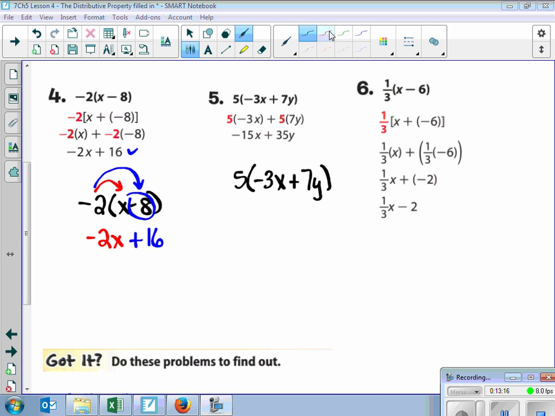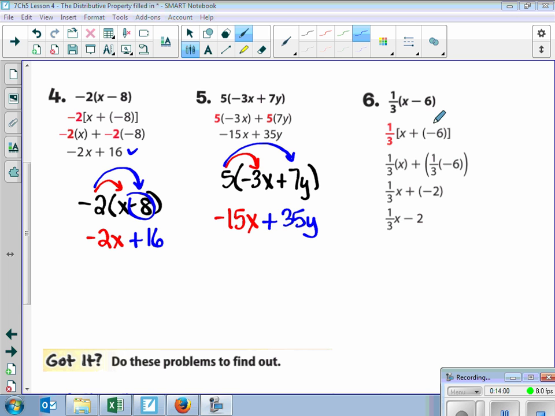So for example 5, we are going to multiply the 5 times everything inside the quantity, inside the parentheses. Now, look here, you've got 2 variables. Does it matter? No, it doesn't matter. All right, so here we have 5 times a negative 3x, which gives you negative 15x. Very good. Now, we have a 5 times a positive 7y, which is a positive 35y. So positive 35y. You get that?